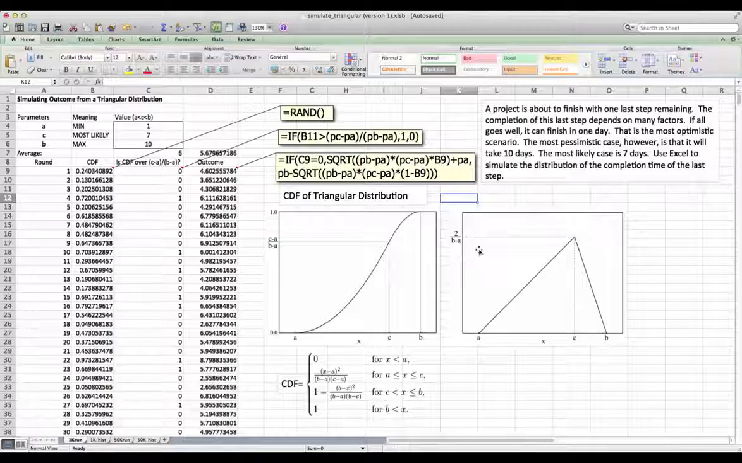Now let's look at a very important class of continuous distribution called a triangular distribution. I have an example here.